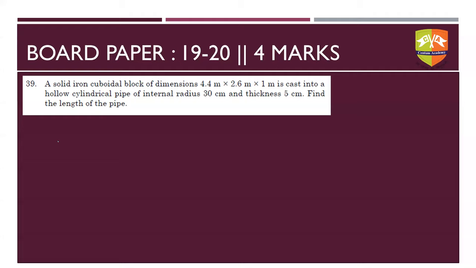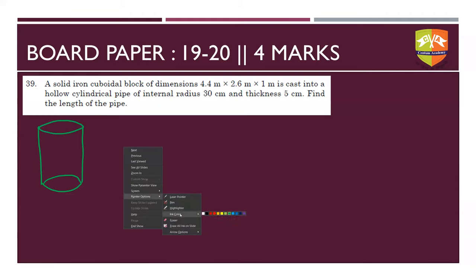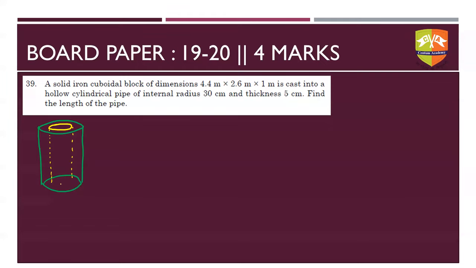A solid iron cube. First of all, let's understand this hollow cylinder thing. What is a hollow cylinder, guys? So, let's say this is a hollow cylinder. Drawing in this becomes a little difficult, but anyways, let me change the color. So this is what a hollow cylinder is. Any pipe you see is actually a hollow cylinder because there cannot be zero thickness. Sorry for my bad drawing because of this pen tab.